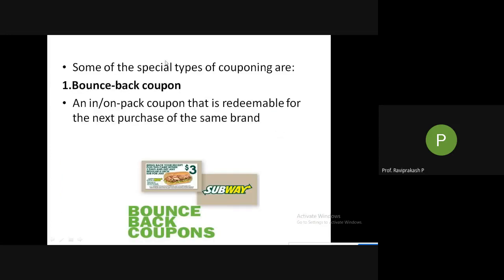So next, some special types of couponing. Bounce back coupon. What is this? An on-pack coupon that is redeemable for the next purchase of the same brand.